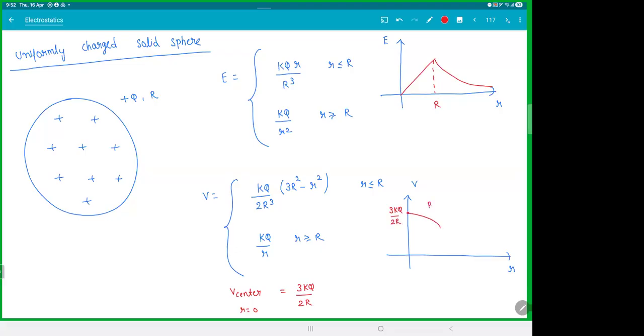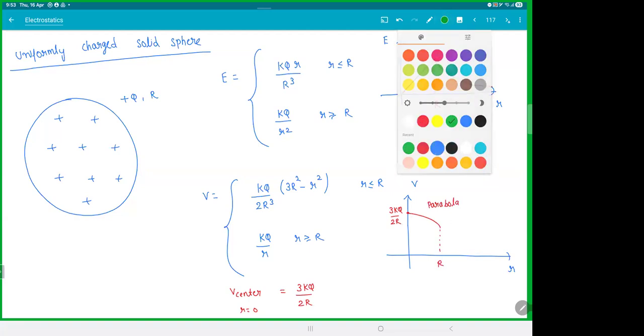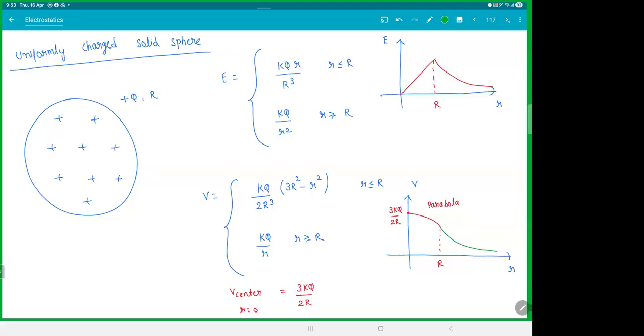You can see it is an r square, so it's actually a parabola up to R. After R, it's a 1 by r function, so it decays. So that's how the graph would look, something of that sort. It's an inverted parabola there.